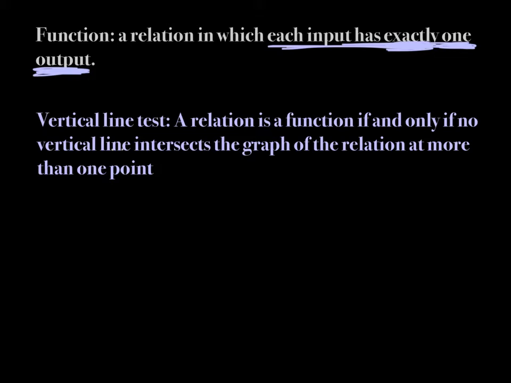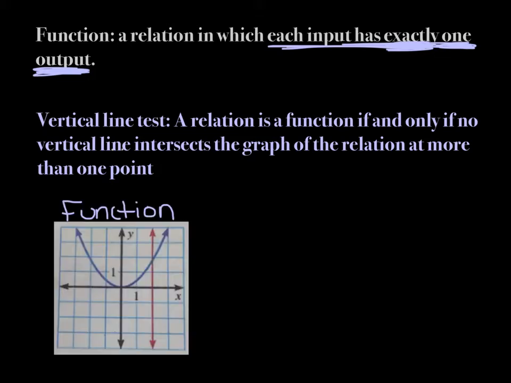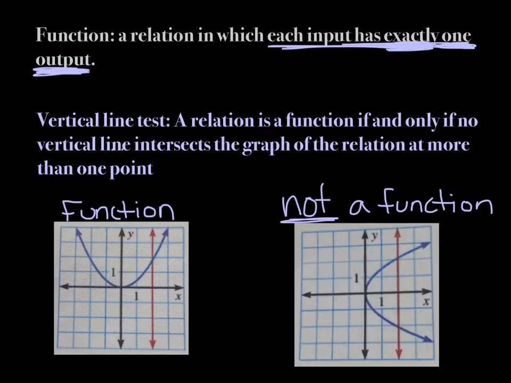So here's an example of a function, and here's an example of a graph that is not a function. You see the second graph has a vertical line that intersects it more than once. That means it's not a function. All of these input values over here have more than one output. So it can't be a function.